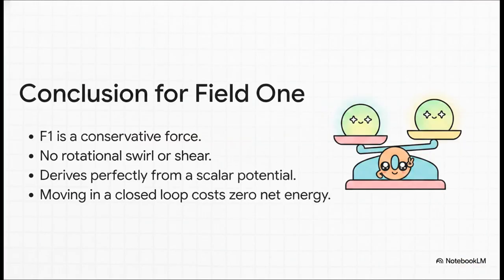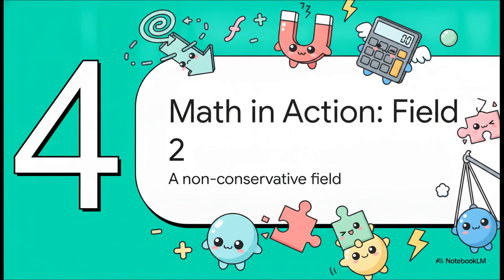So what's the big takeaway here? Because the math shows absolutely zero swirl, Field 1 is a conservative force. There is zero rotational shear. The math is telling us this field derives perfectly from a scalar potential function. If you were in a real physical environment modeled by this, moving a particle in a closed loop would cost you exactly zero net energy. Everything is perfectly balanced.